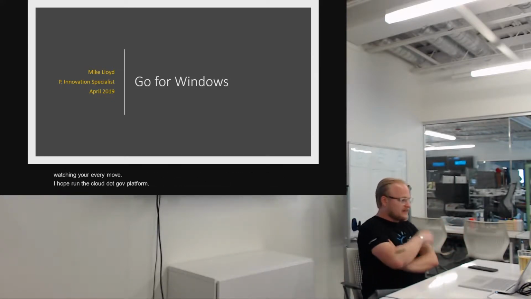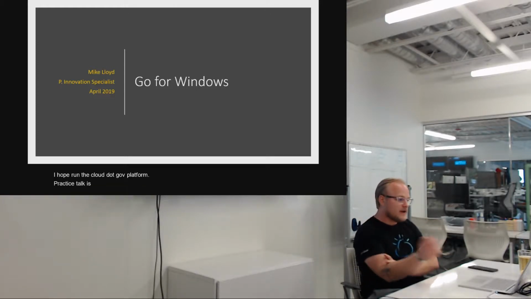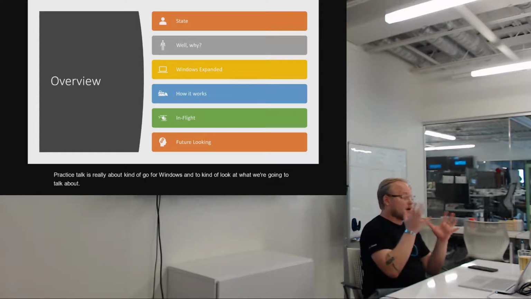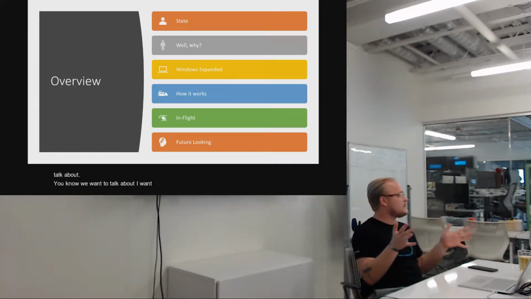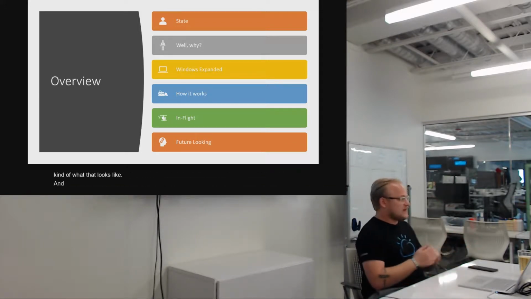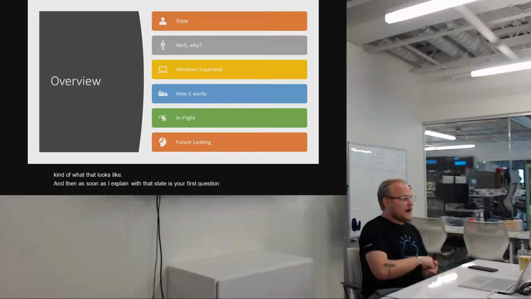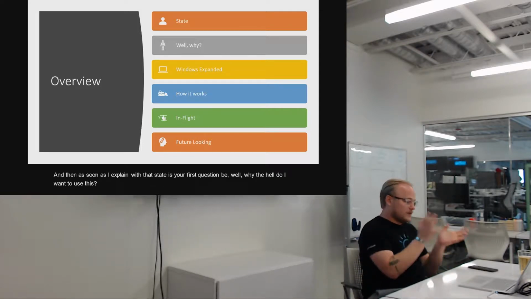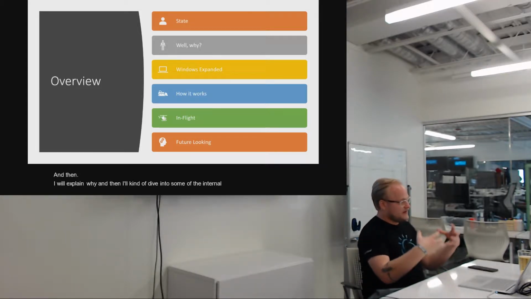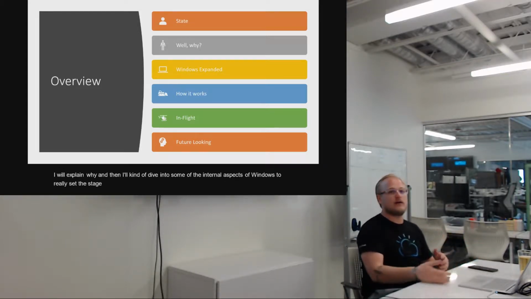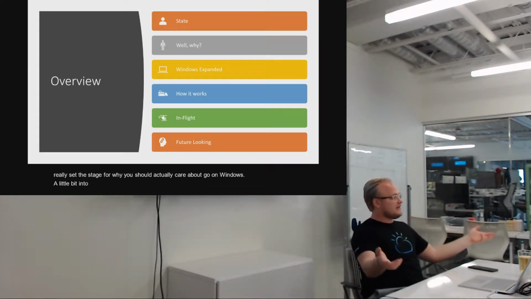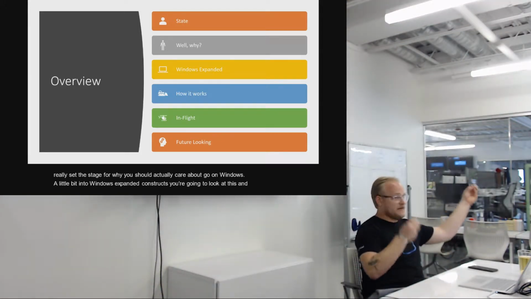So today's talk is really about Go for Windows. I want to talk a little about the state of where Go for Windows really is, what that looks like. And then as soon as I explain what that state is, your first question will be, well, why the hell do I want to use this? And then I will explain why. And then I'll dive into some of the internal aspects of Windows to really set the stage for why you should actually care about Go on Windows. But in order to do that, I need to dive a little bit into Windows and explain some constructs. You're going to look at this and go either WTF or this is really interesting.